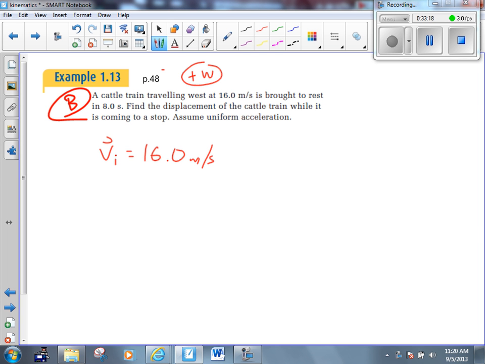Good. Tell me something else. Tell me something I don't know now. Good. Reading between the lines here. Excellent. VF is equal to 0. How do you know that? Good. It's brought to rest in 8 seconds. It stops in 8 seconds, so therefore VF has got to be 0. Sometimes you got to read between the lines like that. All right, tell me something else I don't know.